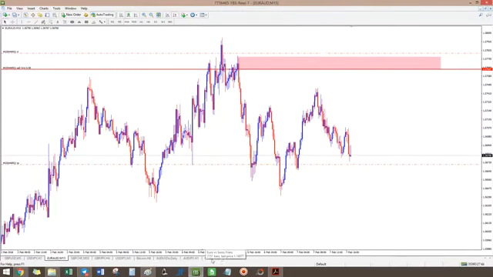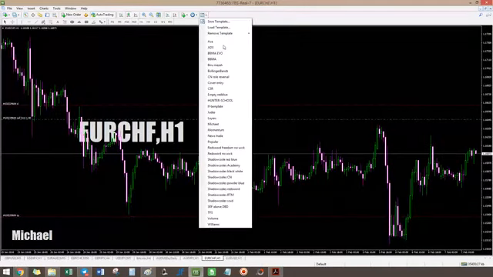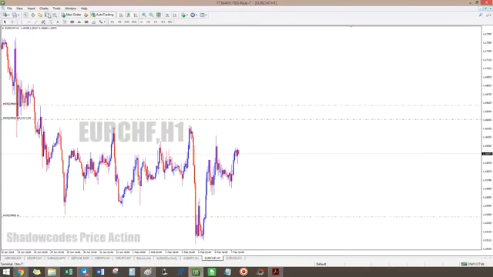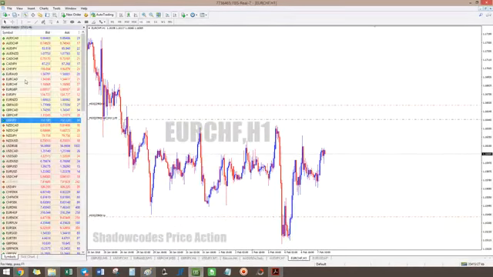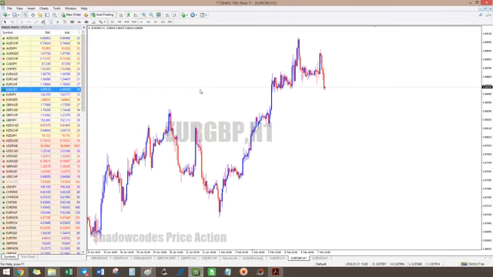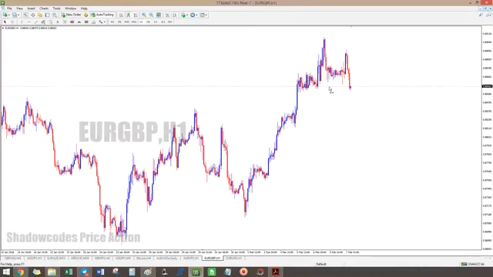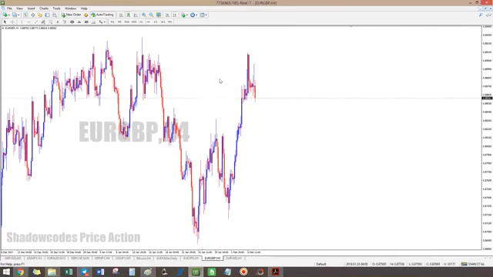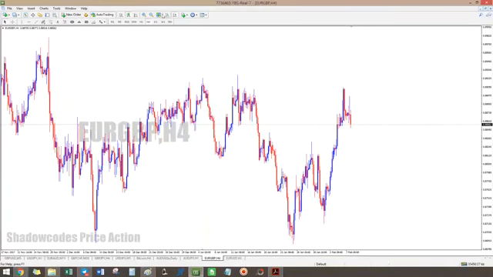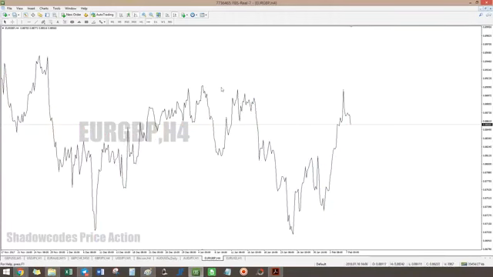Wait a moment. Euro GBP. Is it here? Want to show you an example. Alright, Euro GBP. Okay, we change it to line chart.